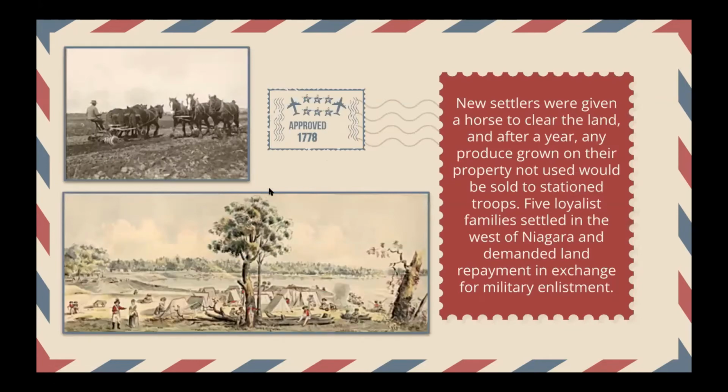All right, so his plan was approved, and new settlers were given a horse to clear the land. And after a year, any produce grown on their property that they weren't using for personal use would be sold to the military around them. There were 5 loyalist families that settled in the western area of Niagara. They demanded land repayment in exchange for military enlistment.